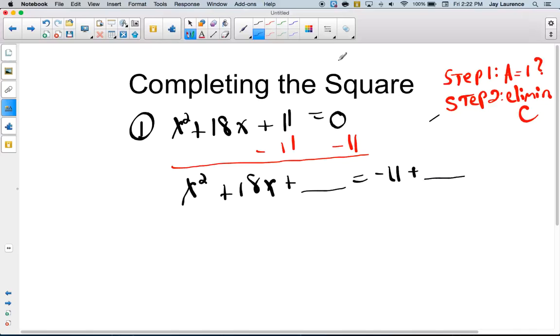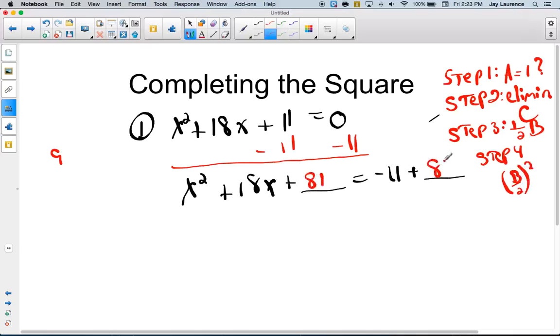All right, now step 3, take half of B. In this case, it's 9. I like to write it off to the side there. Step 4 is to square that answer. Square the 1/2 of B. So I'm going to go maybe B divided by 2 and square it, right? And so when I square that, I'm going to get 81. Now I have to add that to both sides.